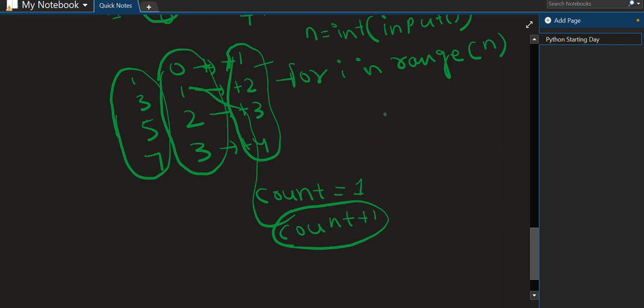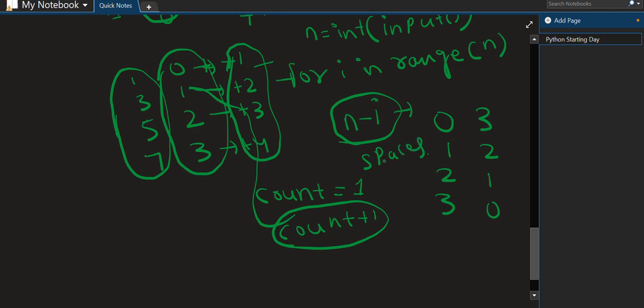And about spaces, how it was starting 0, 1, 2, 3, right? For range, the spaces will be 3, 2, 1, 0. It was completely opposite. Then what we should do is, for the logic n minus I, if we use this formula, we will get spaces, right?